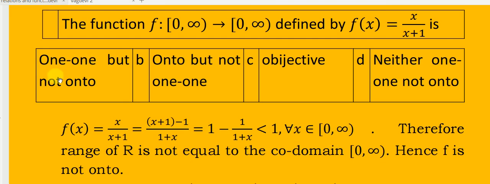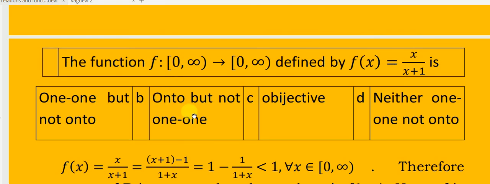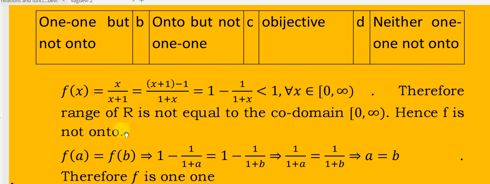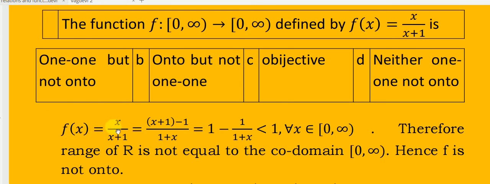So the given function is not onto but one-one. Option A is correct. We have seen that it is not onto but it is one-one. So option A is the right answer for this question.